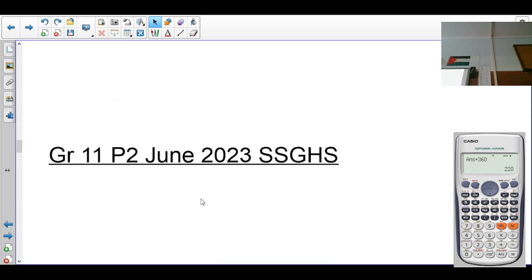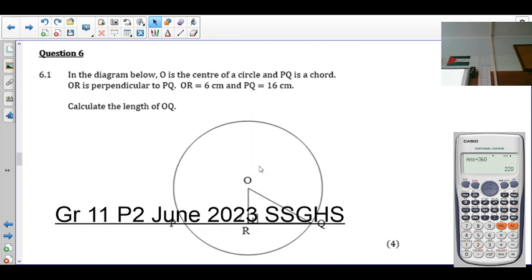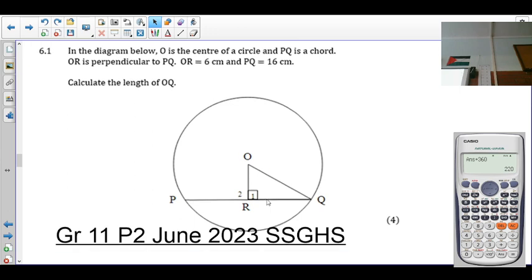Alright, next. Proof. Come on, must be a proof. So in the diagram below, O is the center of the circle. PQ is a chord. OR is perpendicular to PQ. OR is equal to 6. PQ is 16. Alright, calculate the length of OQ.